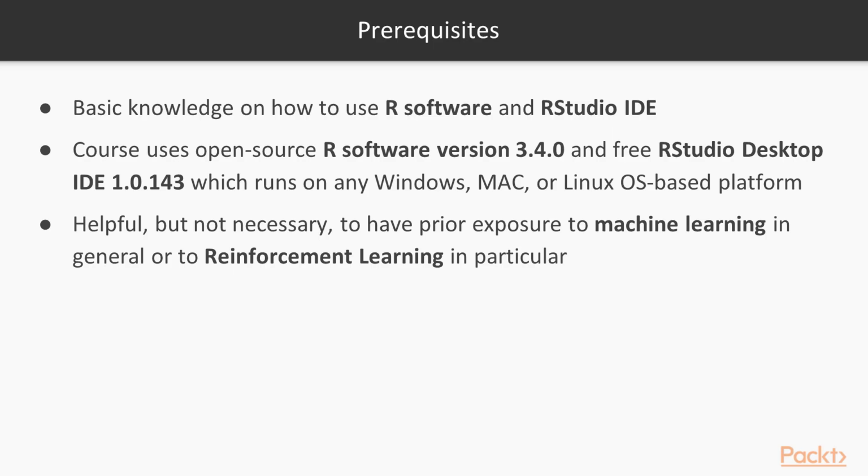To benefit the most from this practical hands-on material that is presented in this Packt title, it's a good idea for the user to have some basic knowledge of how to use R software and the RStudio IDE. This course uses the open source R software version 3.4.0 and the free RStudio desktop IDE version 1.0.143, which runs on any Mac, Windows, or Linux operating system-based platform. It's also helpful but not necessary to have some prior knowledge of machine learning in general or of reinforcement learning in particular.